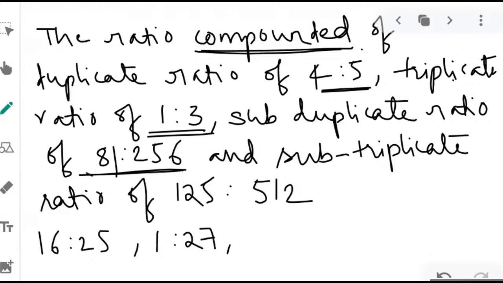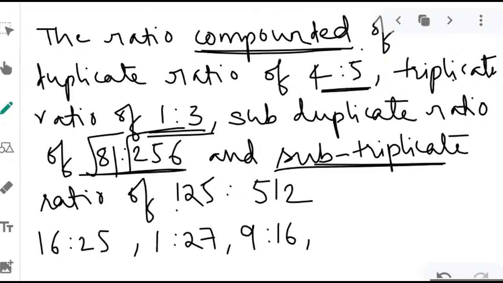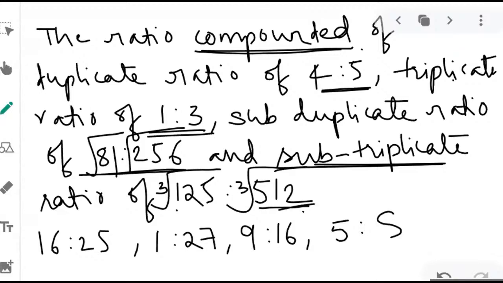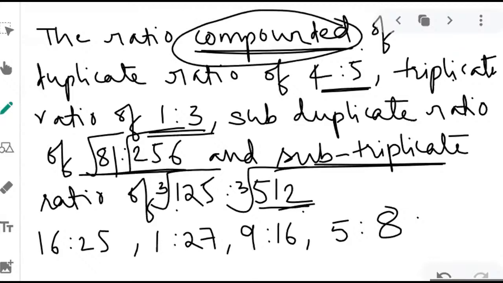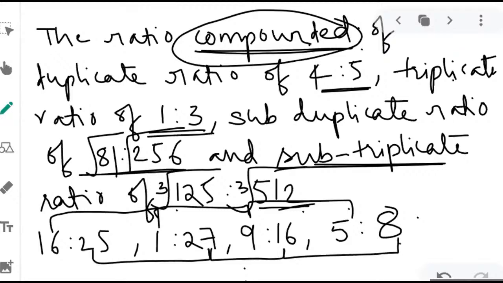Subduplicate means square root, right? 9 is to 16. And subtriplicate ratio of 125 is to 512. That is cube root. 5 is to 8. All right. He's asking the compounded ratio. Compounded ratio means, this is something that I was telling in last class, multiplication of all the first parts is to multiplication of all the second parts. So 16 into 1 into 9 into 5 is to 25 into 27 into 16 into 8.